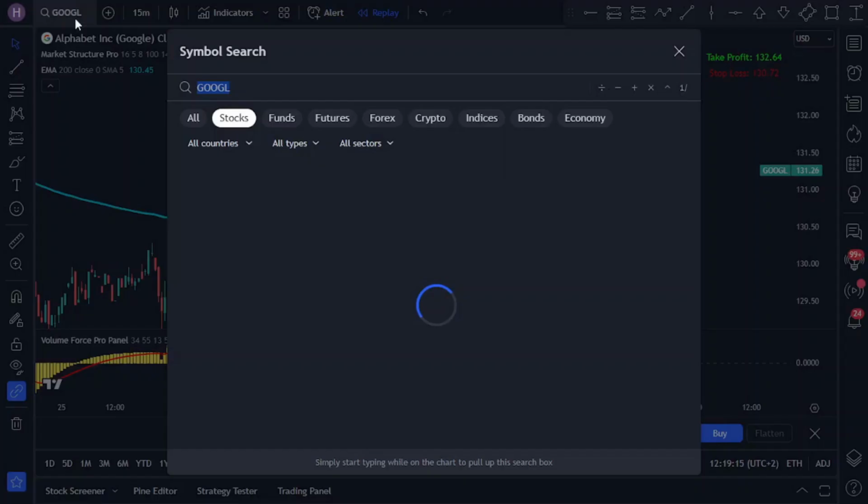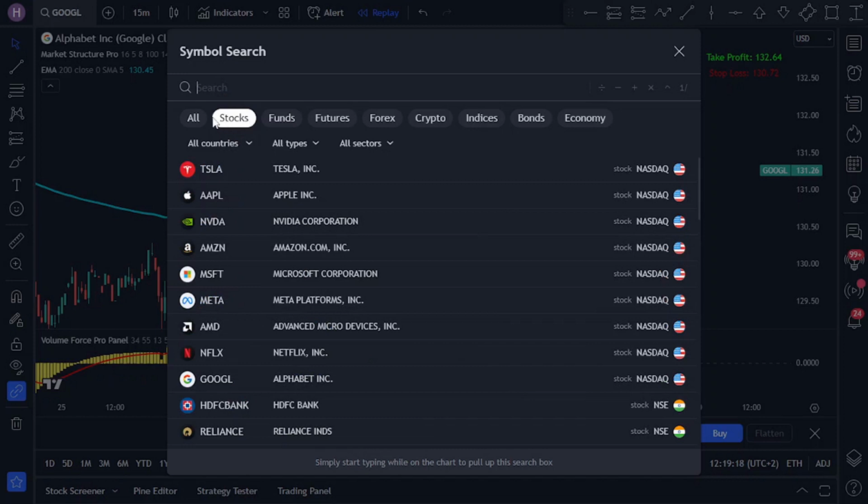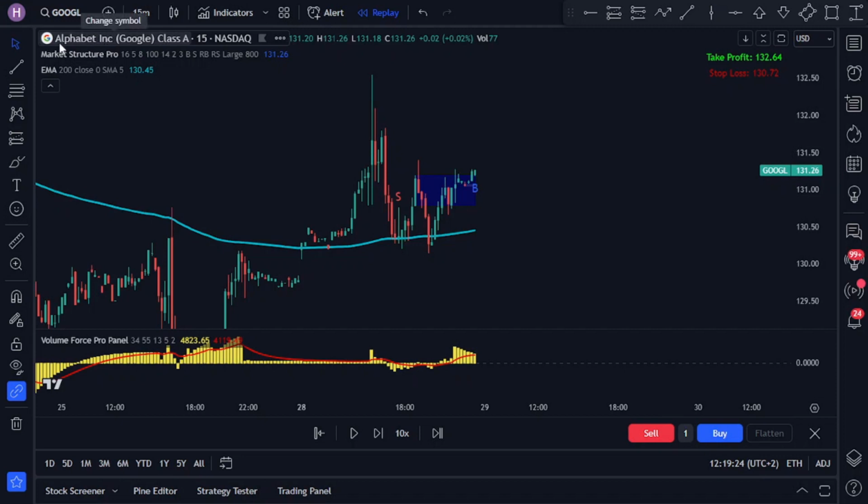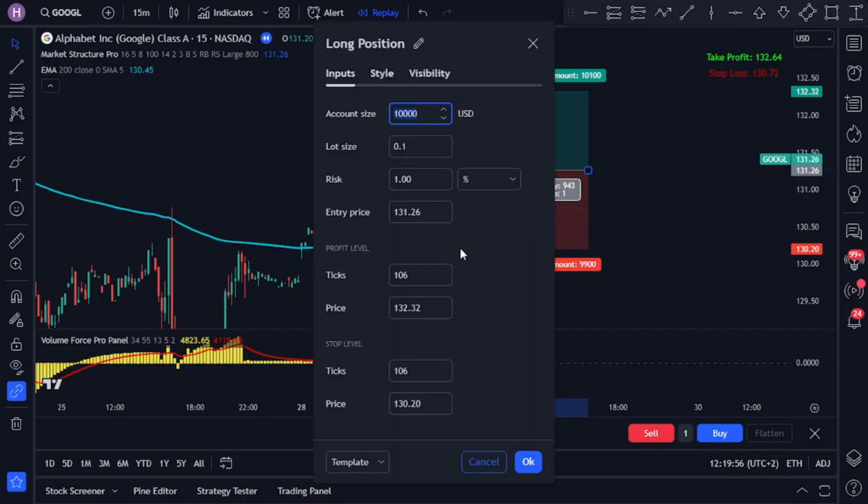Next, let's take another trade example. However, this time we'll be focusing on a stock trade. So for this trade, I have selected Google in the 15-minute time frame. And firstly, from price action, we observe an uptrend with candles closing above the 200 EMA. Then the Market Structure Pro has identified a bullish order block break that has been marked with the letter B. Additionally, from our Volume Force Pro, we can see a histogram above zero and also above the average line. Now, once the candle has closed, we can enter our buy trade.